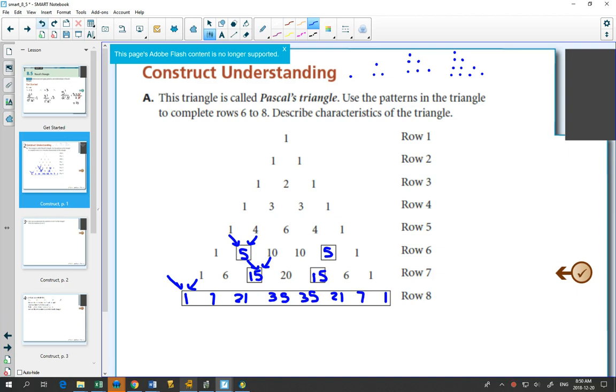Now, some not so exciting things, but kind of neat. Did you notice that it's symmetrical? If you drew a line down the middle, the numbers on the left side are equal to the numbers on the right side. That's okay, I guess. It's not like a super exciting math pattern, but it's something to notice.